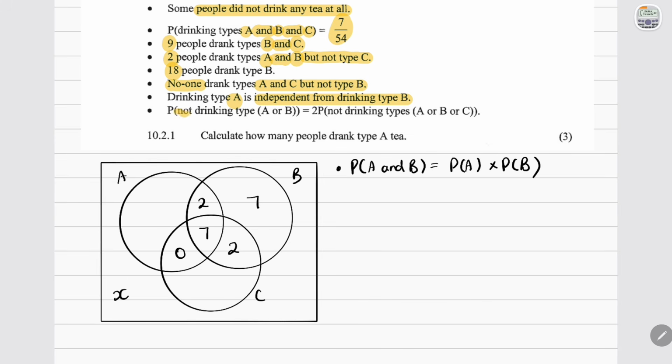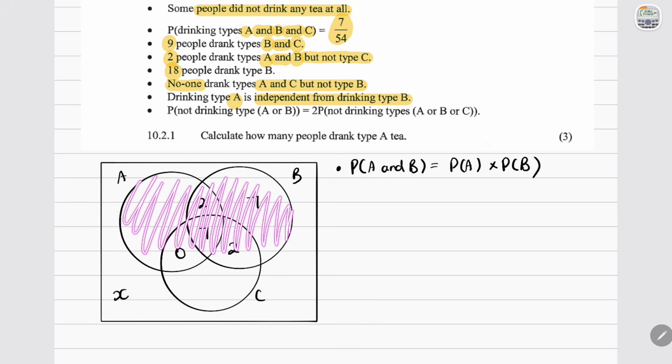And then we have the probability of not drinking type A or B is equal to the probability of not drinking type A or B or C. Okay, let's just put that down. So probability of not drinking type A or B. That would mean that you're looking at these circles. You're going to look at A or B. That would mean A and B added together.